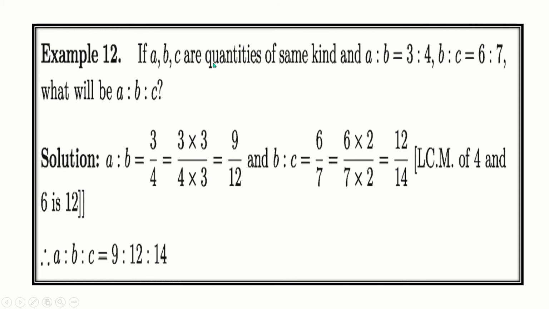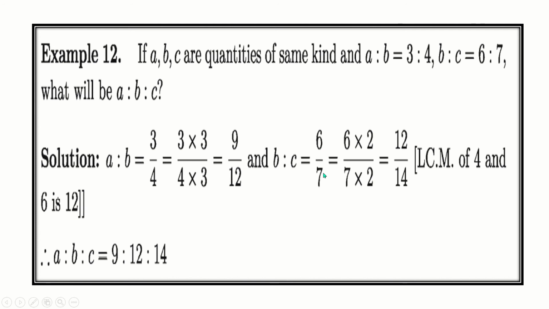Problem: given A, B, C are quantities of the same kind, and A is to B equals 3 is to 4 and B is to C equals 6 is to 7. What will be A is to B is to C? As we have to make equal the subsequent of the first ratio and the antecedent of the second ratio, at first we have to find the LCM of 4 and 6. The LCM of 4 and 6 will be 12. As a result, 12 divided by 4 equals 3. So multiplying both numerator and denominator by 3, here will be 9 by 12.